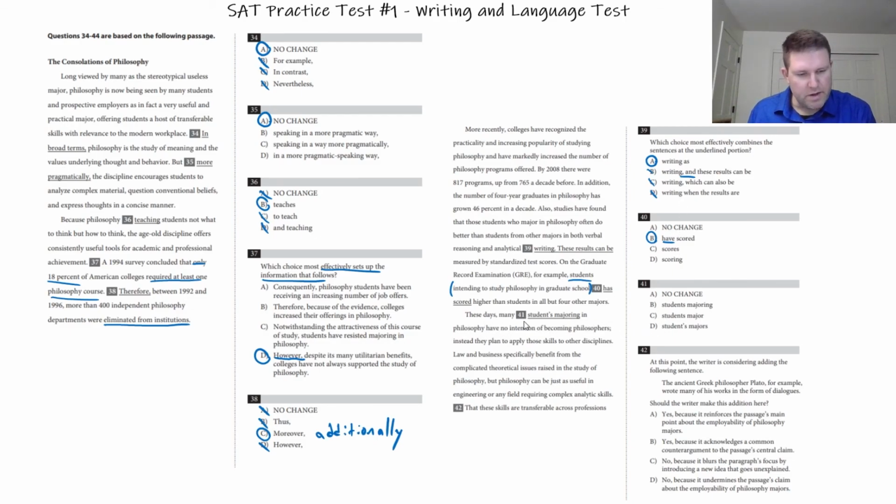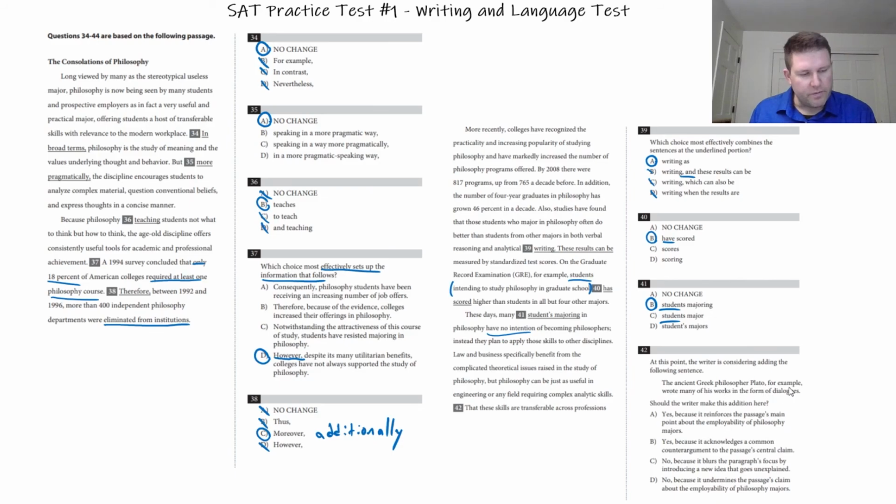So that's perfect there. And then going on to 41. These days, many students majoring in philosophy, they're just trying to express the plural version of student. You don't want an apostrophe for that, right? So it's going to be either this or this. So these days, many students major in philosophy have no intention. No, it's got to be students majoring in philosophy have no intention. So 41 is B.